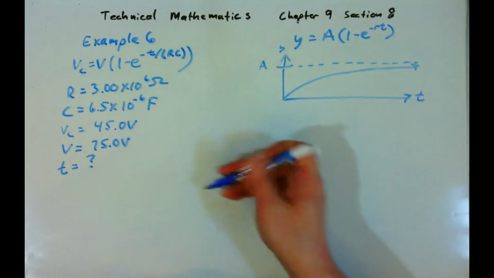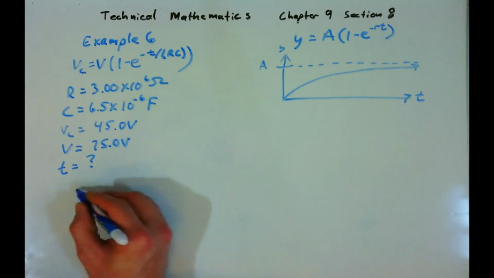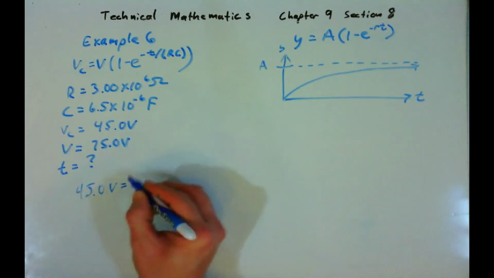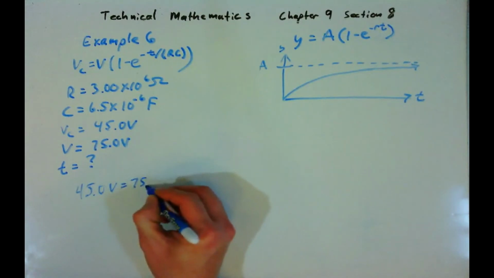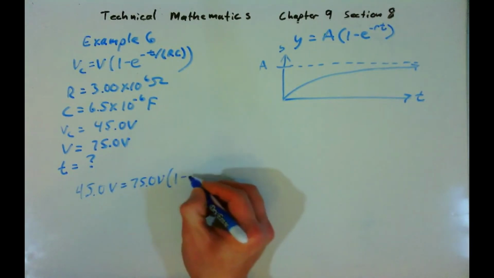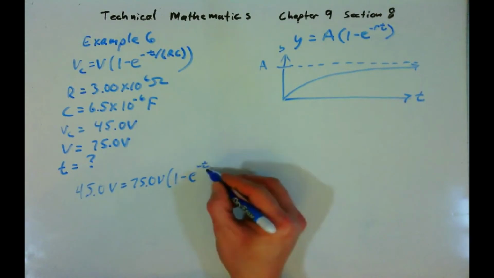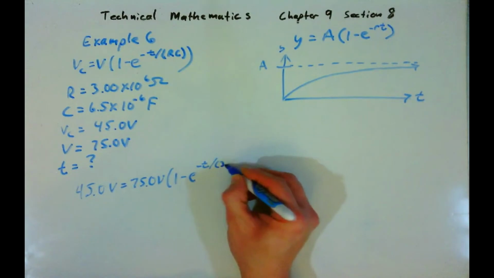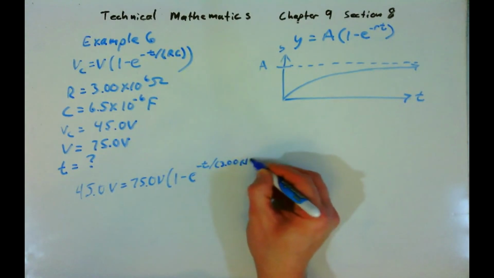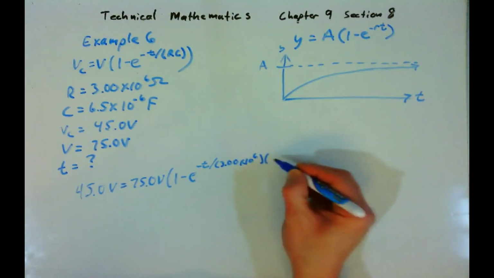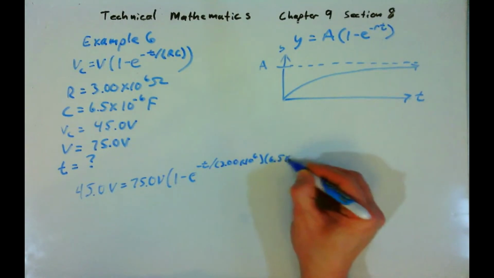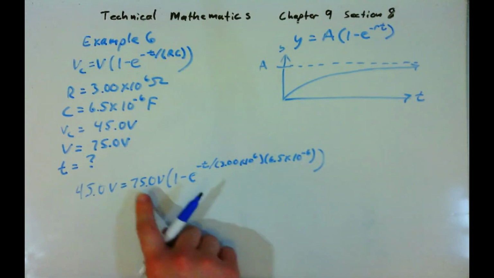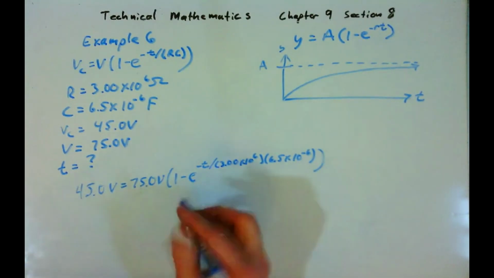So we just need to plug these numbers into the formula and then solve for t. So VC is 45 volts. That will be equal to V, which is 75 volts, times 1 minus e to the negative t, which is what we're solving for, divided by R times C. And so R is 3.0 times 10 to the 6th, and C is 6.5 times 10 to the negative 6th. And so we need to start by dividing by 75.